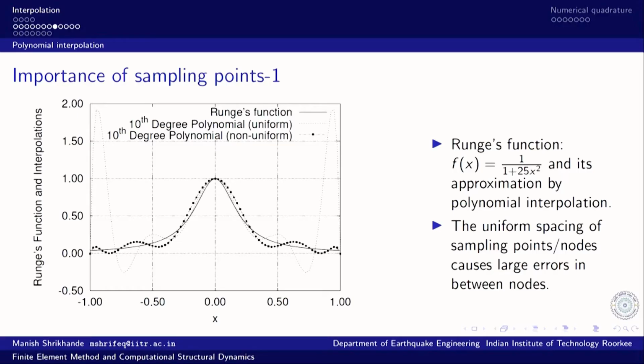Uniform spacing of sampling points or nodes of interpolation causes huge errors between the nodes. At the nodes obviously they agree because the polynomial interpolation constraint has been imposed, so there is no problem with that. But in between nodes of interpolation there are large oscillations, and in no way can we consider that interpolation model close to the original function, although they match exactly at the nodes.